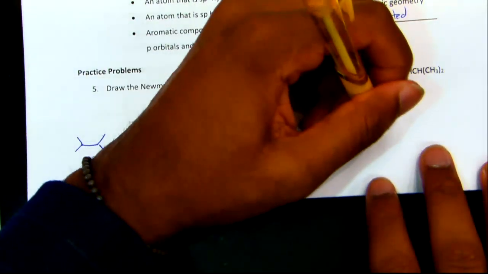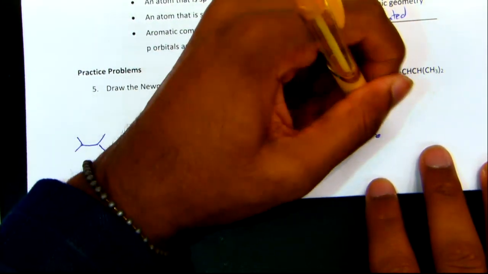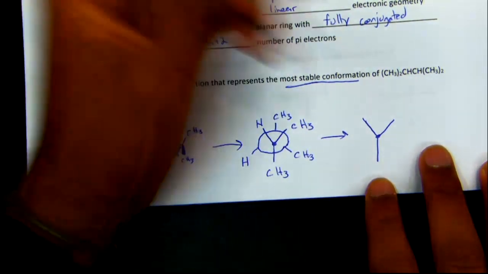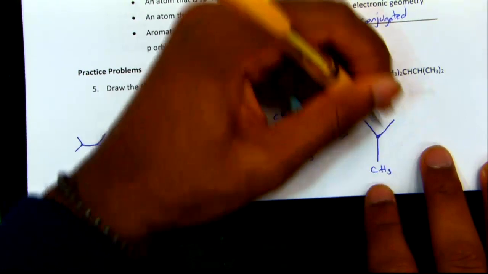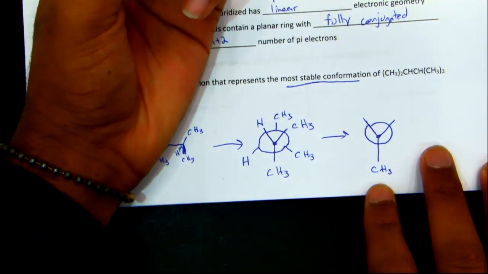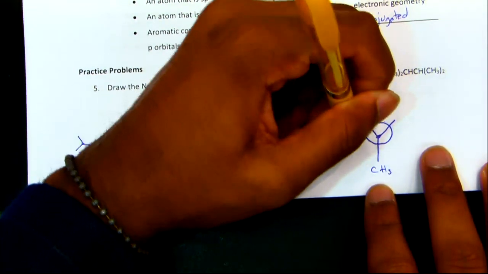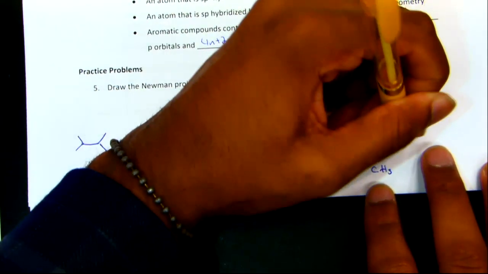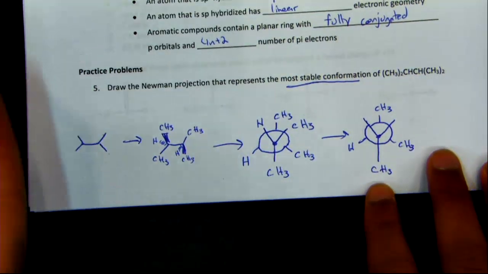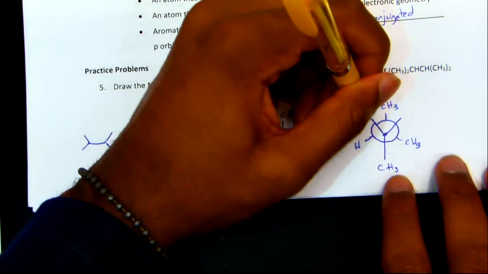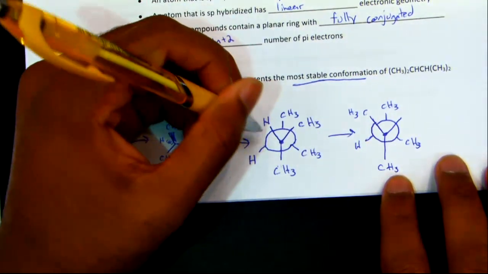So I'm gonna draw the same thing. I have my CH3 still there. Let me draw the circle first. The ones on the back are gonna stay the same. And then this CH3 is gonna be here. This CH3 is gonna be there. And then this hydrogen is gonna be there.